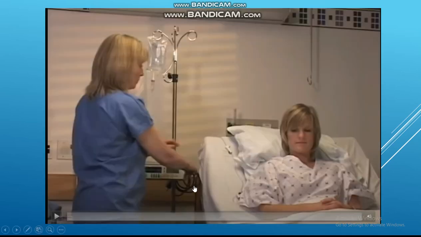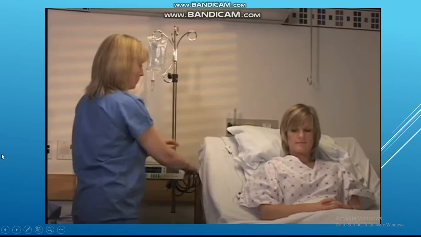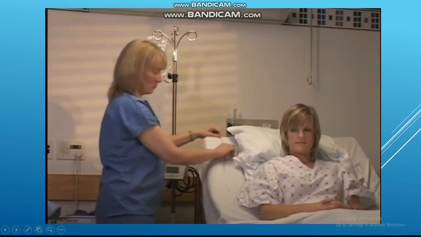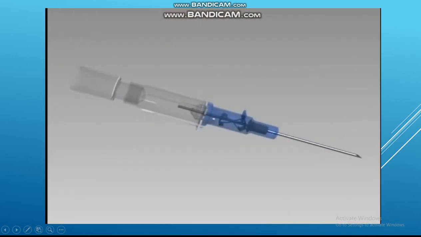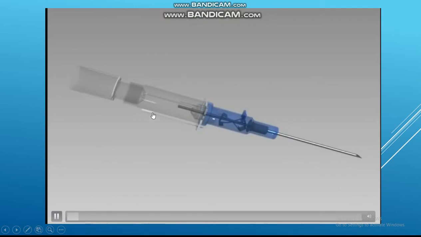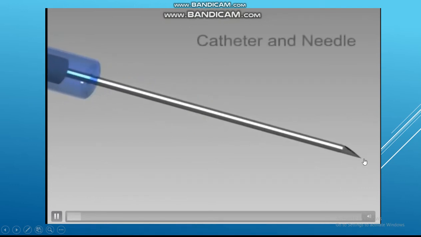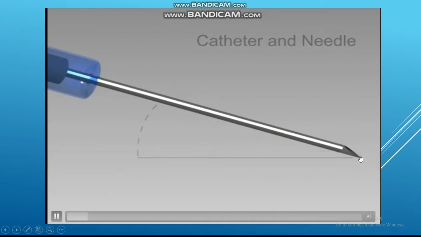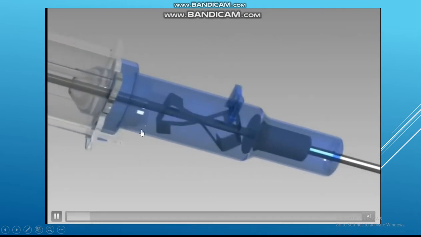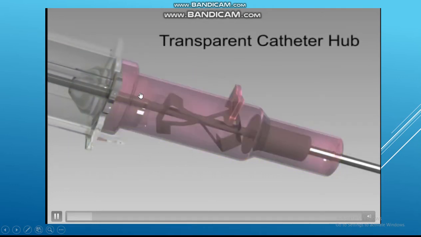So the procedure of insertion: assemble the necessary equipment and don sterile gloves. Let's take a look at the equipment used. Here it consists of the needle surrounded by the catheter. The catheter is the flexible tube around it. Here this is the bevel. Here this is the transparent catheter hub.